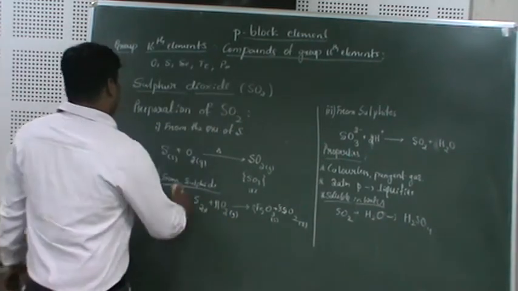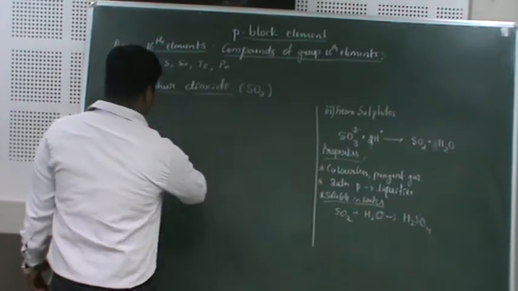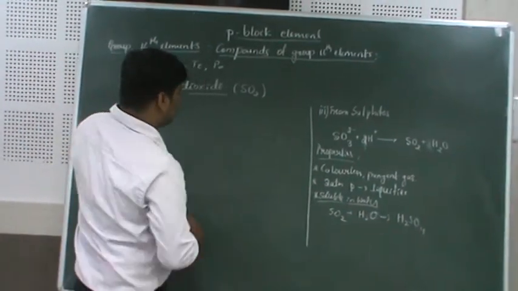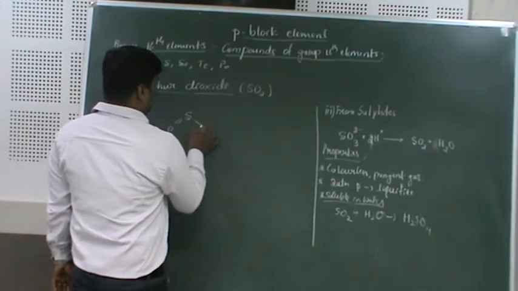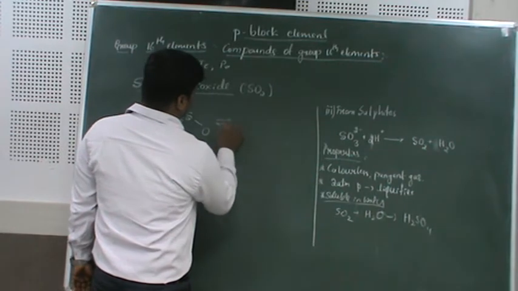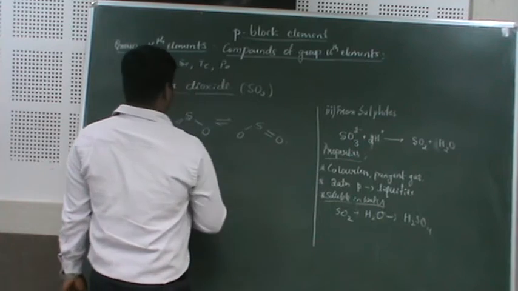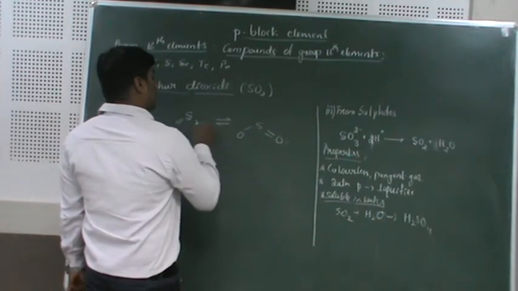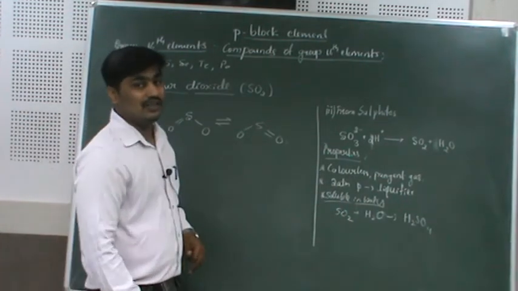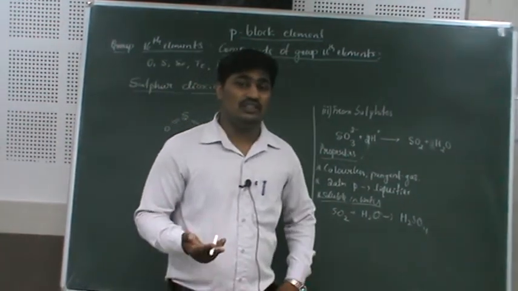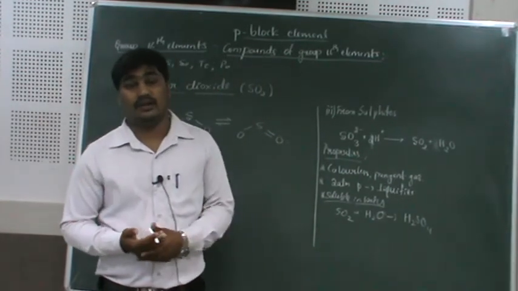Let us move on to the structural property of sulfur dioxide. What is the structure of sulfur dioxide? It shows resonating stability. The canonical forms of sulfur dioxide are two resonating structures. Because of the resonance, it is slightly stable. Otherwise, it does not exist in the form of sulfur dioxide. It gets converted into sulfur trioxide.